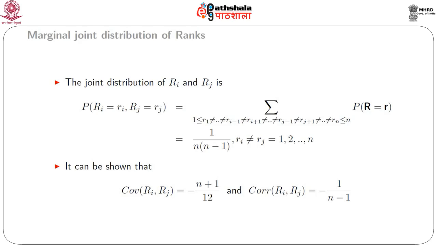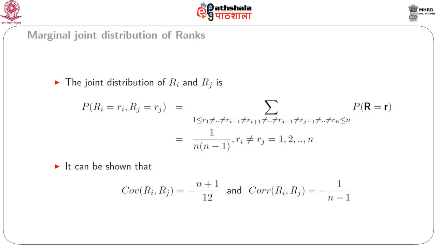Now, using some routine algebra, it can be shown that the covariance between Ri and Rj is minus (n plus 1) by 12, and hence the correlation coefficient between Ri and Rj is nothing but minus 1 by n minus 1. Now, it is interesting to observe that the correlation coefficient between Ri and Rj is negative. So, what is the reason?